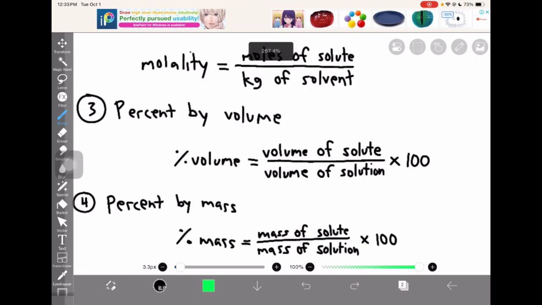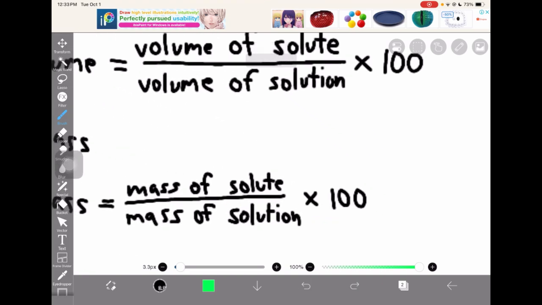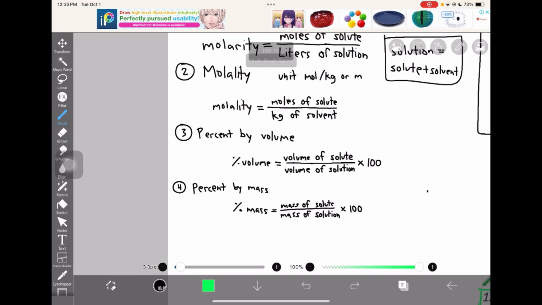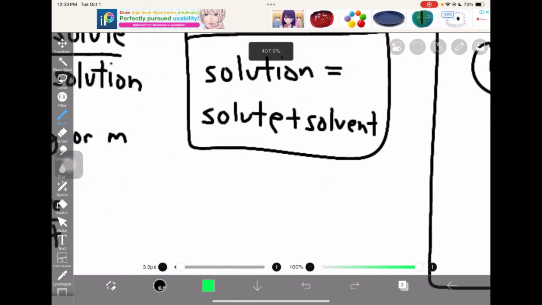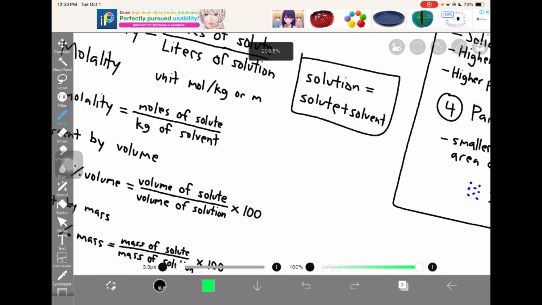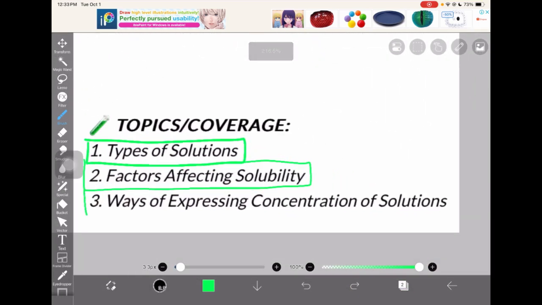And finally, percent by volume and percent by mass. It's just really concerned about how concentrated the solution is in terms of percent. And as you can see, just don't forget about the times 100. That's really all the formulas we have to remember, and just always take note that the solution is equal to the solute plus solvent's mass or volume or whatever. Well, that's really it, honestly, for all the three topics.